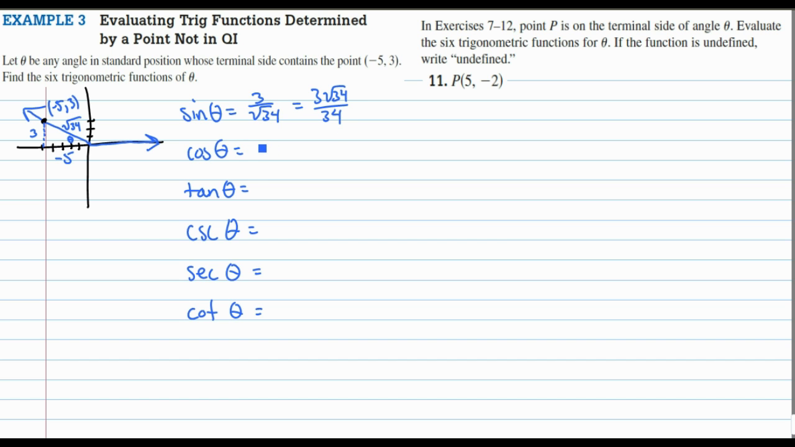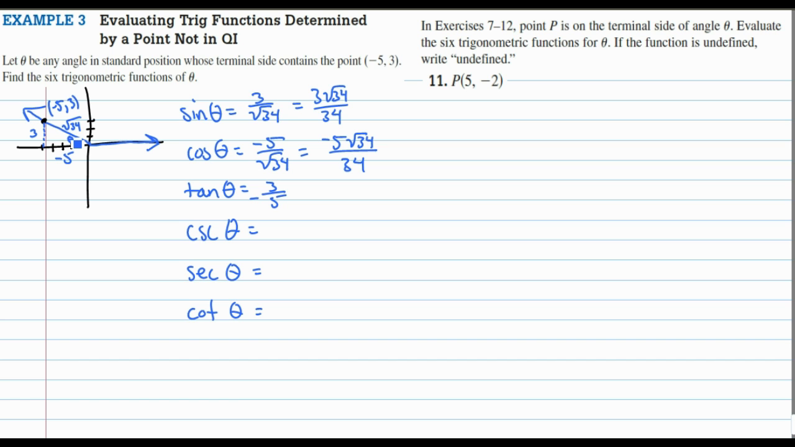The cosine is going to be adjacent over hypotenuse, which is -5 over √34. Again, I've got to multiply both the numerator and denominator by √34. So I get -5√34 over 34. The tangent of theta is going to be the opposite over adjacent. So that would be 3 over -5, which would be -3/5. -3 over 5, 3 over -5, those are all the same.